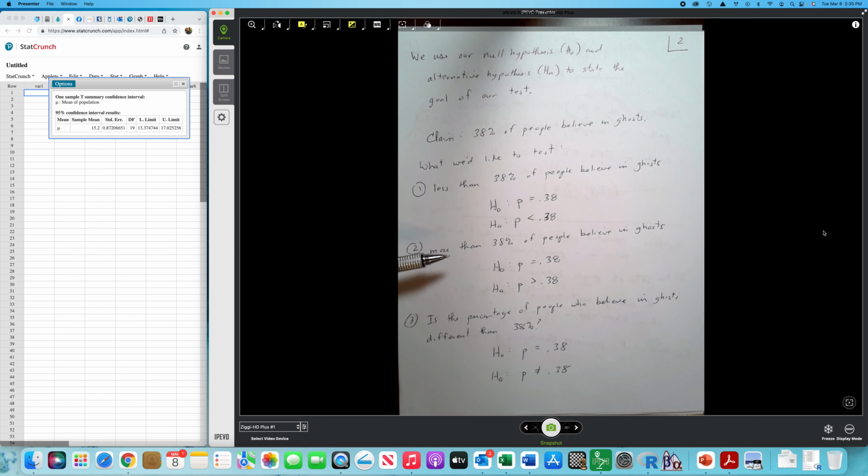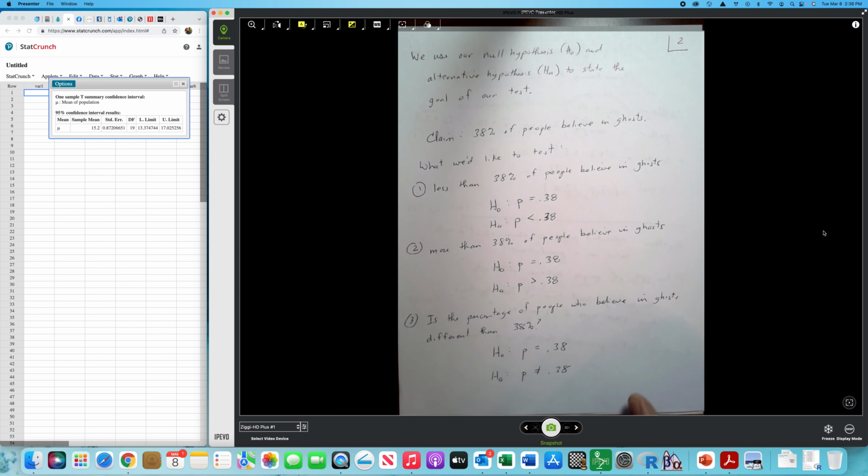Let's say we believe that more than 38% of people believe in ghosts. H sub O, colon, p equals 0.38, because that's the claim. H sub A, p greater than 0.38, because that's what we believe and we want to test. Is the percentage of people who believe in ghosts just different than the claim? Maybe we're just in an argumentative mood and we don't care whether higher or lower. We just think it's different. H sub O, p equals 0.38, again, the claim. H sub A colon, p not equal to 0.38, because that's what we want to test.